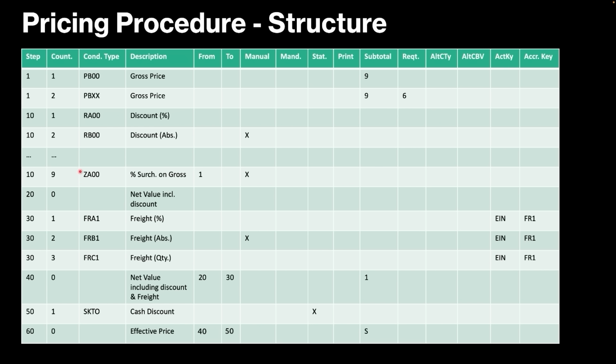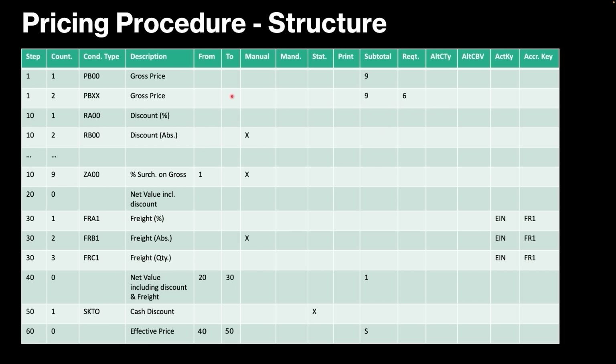So you can see this condition type is percentage surcharge on gross. If you enter step 1 here, the system will calculate the value of this condition by multiplying the percentage to the gross price. This gross price is entered in this step 1 here.